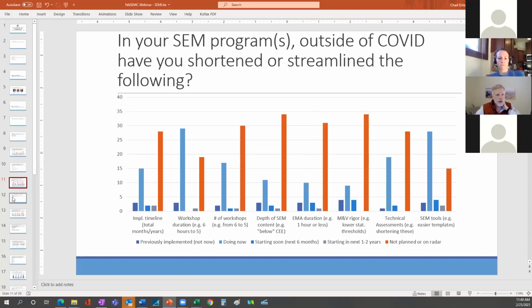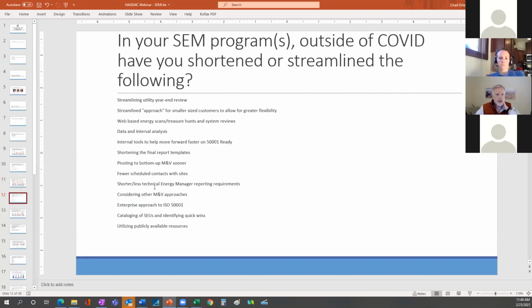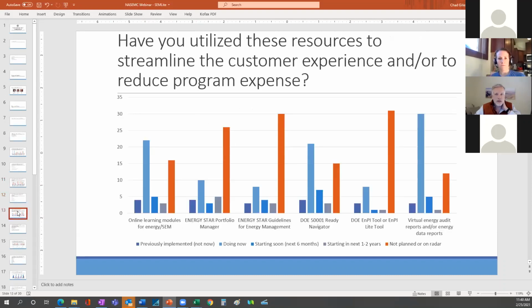The comments that people had on this, on how they've been doing this to shorten or streamline: some web-based energy scans and treasure hunts were happening before. Maybe some tools to help with 50001 Ready or to apply 50001 across an enterprise. Just scheduling fewer contacts with sites. Any of the key things to call out. Again, this will all be provided to you, but I just wanted to highlight things that are interesting. If they had reporting requirements for participants, they shortened those or made them less technical or less involved. Again, all interesting or valid approaches, and we'll see these all after this webinar.